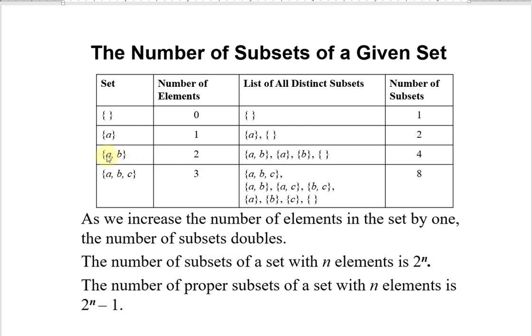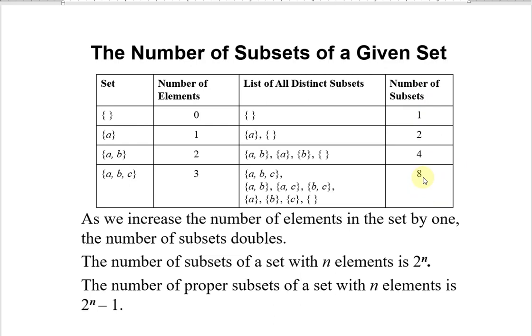Okay? And then the set of A and B, we have 2 elements. And then we can list the distinct subsets: A, B, or the empty set. Now, for the 3 of them, A, B, C, the number of elements is 3. We can have A, B, C, we can have A, B, or A, C, or B, C, or A, or B, or C, or the empty set. So the total number of subsets is 8.